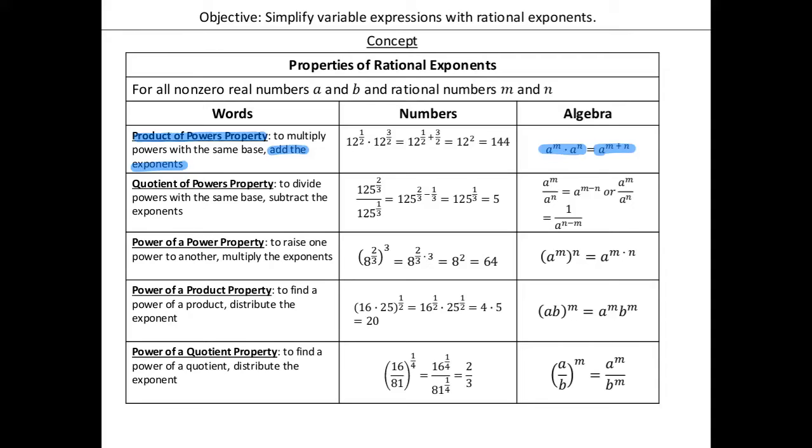All right, then we have the quotient of powers property, meaning if I have a fraction where both the numerator and denominator have a power, my rule is to subtract the exponents, okay? So I would take the numerator exponent minus the denominator exponent. Numerator minus denominator. That's my rule, okay?